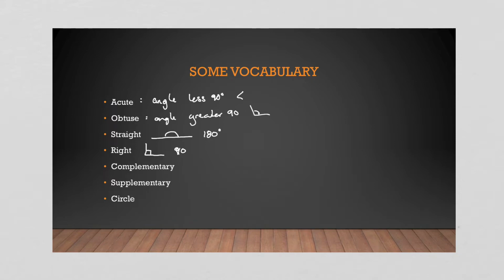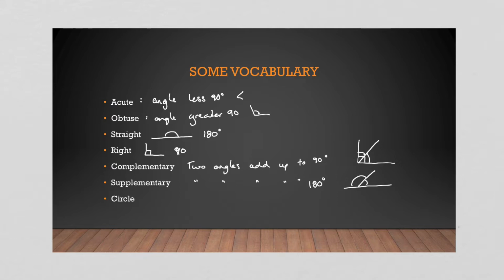And then we get to complementary. What does it mean to be a complementary angle? That means two angles add up to 90 degrees. So if you had that and you were to cut them, this one and this one are complementary angles. Supplementary is two angles add up to 180 degrees. So if you had a flat line and you had a line coming off like this, well, that angle and that angle would add to 180.